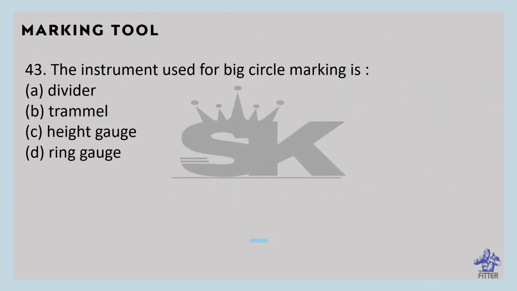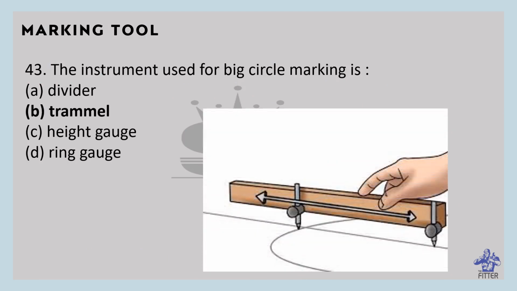The instrument used for big circle marking is trammel. So you can see in the image, the trammel points are used for laying out circles that are too large. Trammels are used for measuring distance between two points that are too great to be reached with a divider.